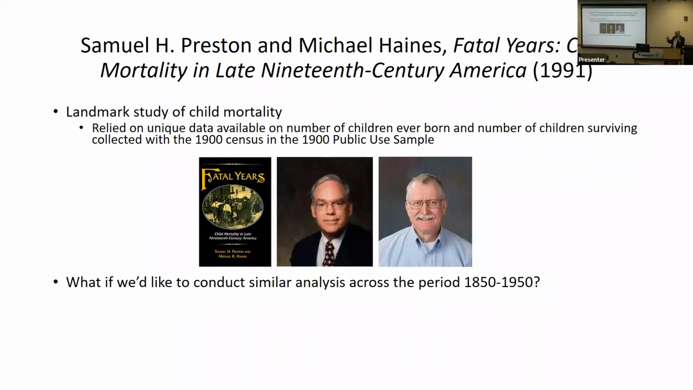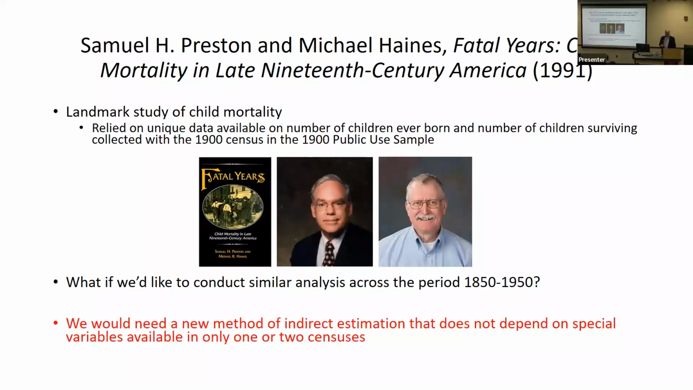So that's the light shining, like the drunk looking for the keys under the lamp post, if you will, looking at 1900. And I've done plenty of that. But what if we wanted to know something about the whole period, not just 1900? Well, we need a new method of indirect estimation that does not rely on a special question asked only in one year.